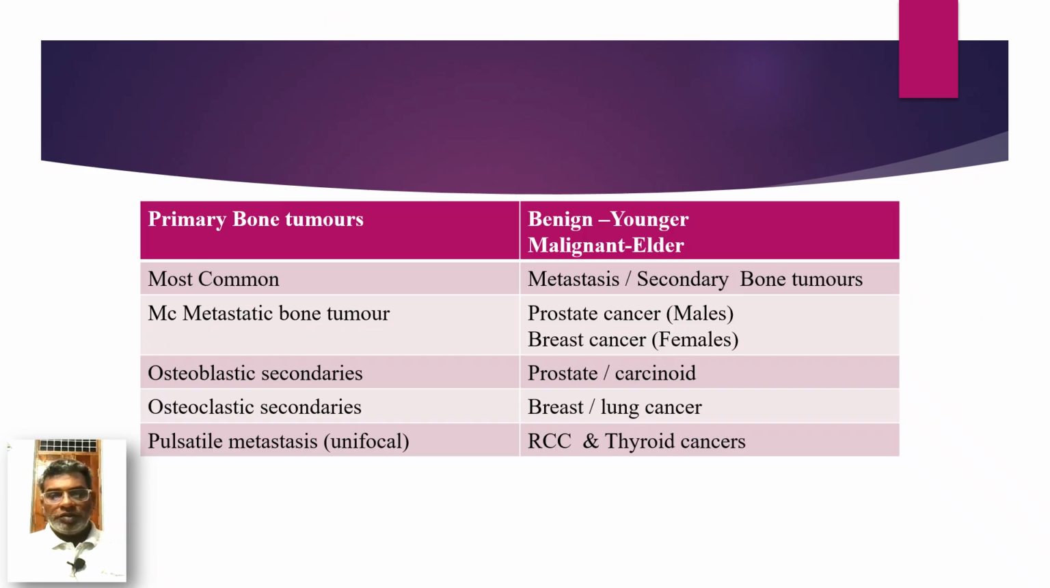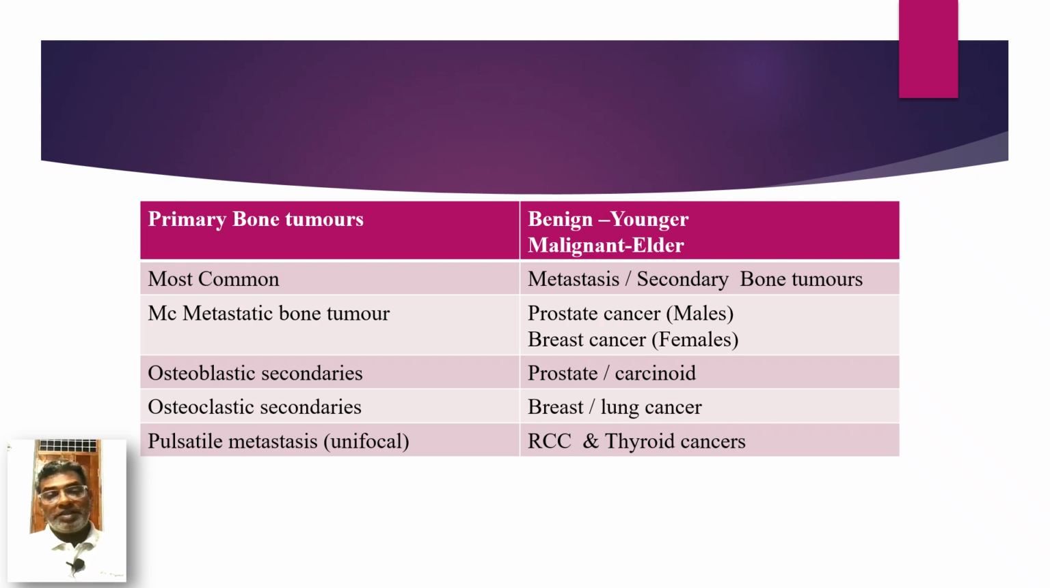Among the bones, there are tumors. These bone tumors can be primary and secondary. And among the primary bone tumors, there are again benign and malignant tumors. Benign tumors are more common in younger people, and malignant bone tumors are common in elder people. The most common bone tumor will be the metastatic tumor or metastasis or secondary bone tumors.